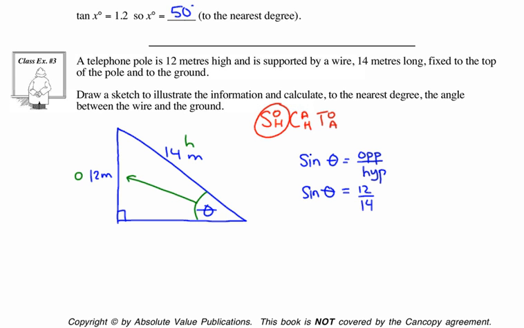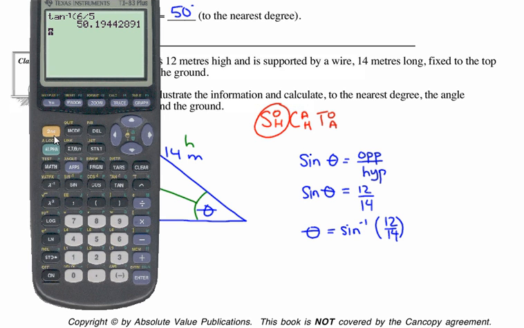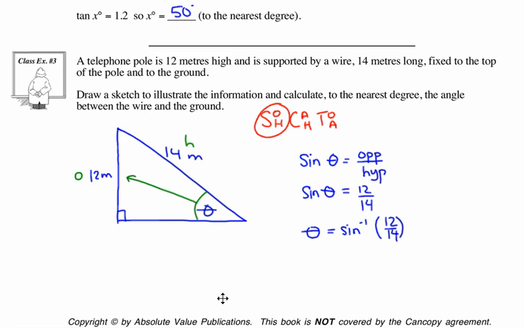And how do we get our angle? When we have our ratio, we have to move the sine to the other side. How do we do that? Inverse sine of our ratio gives our angle. So with your calculator, second sine of 12 over 14. And change that to a decimal beforehand if you want. Or just type it in like that. To the nearest degree, it is 59 degrees. So 59 degrees. Okay.